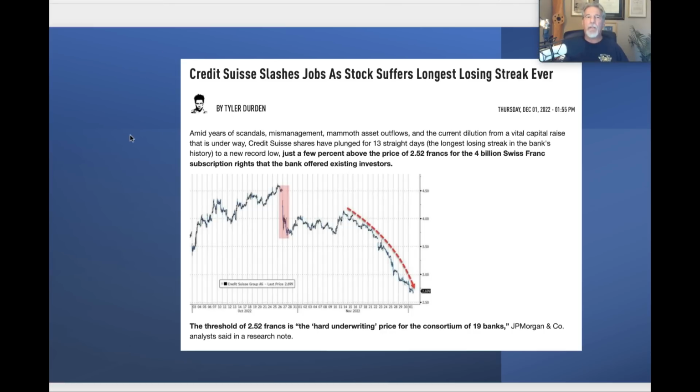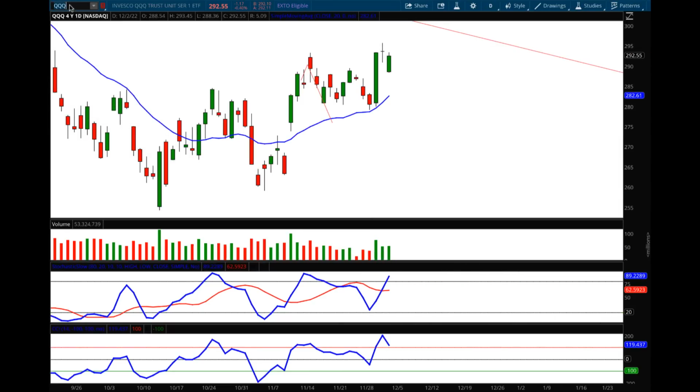Finally, before I wrap things up, Credit Suisse is slashing jobs, and look at their chart. Holy mackerel, their stock suffers the longest losing streak ever in their history. Now, this particular bank, they're known to be protecting their clients in more of a confidential sort of way, but they are hurting very badly right now, and this could be one of the catalysts that drives the rest of the banks.